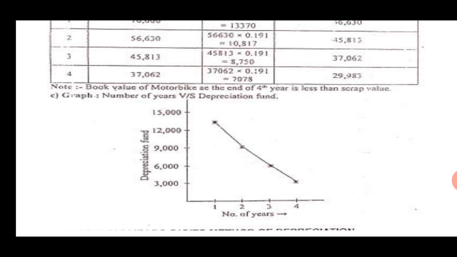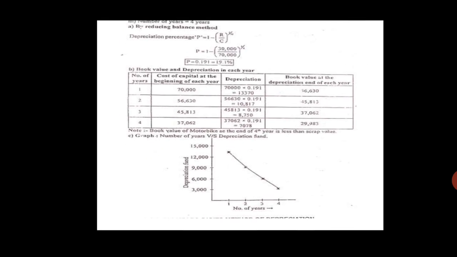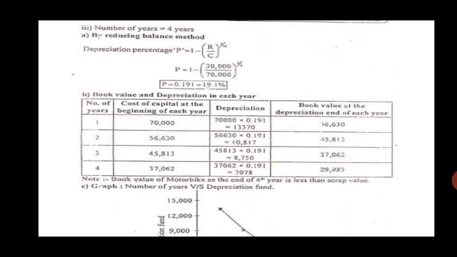So this is how you calculate the depreciation by declining balance or reducing balance method of calculating the depreciation. And we also plotted the graph of number of years versus the depreciation fund, and we have found out the book value as well as depreciation for each year, as well as we have found out the percentage of depreciation.